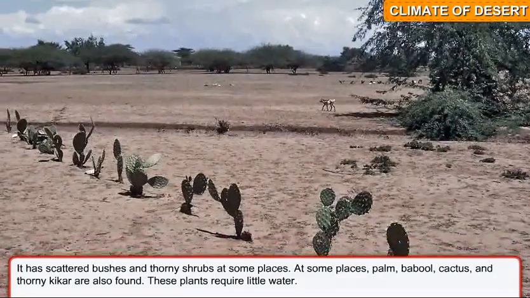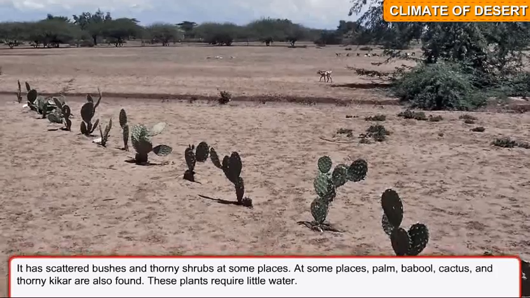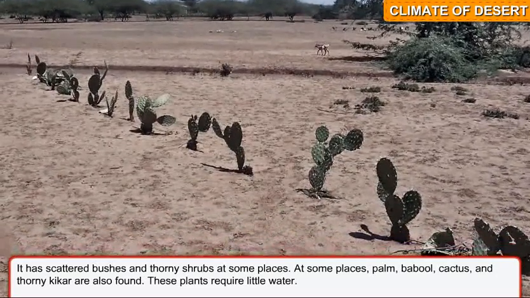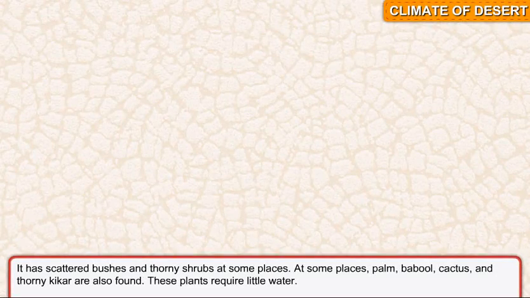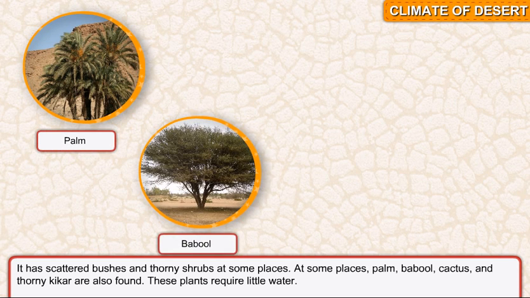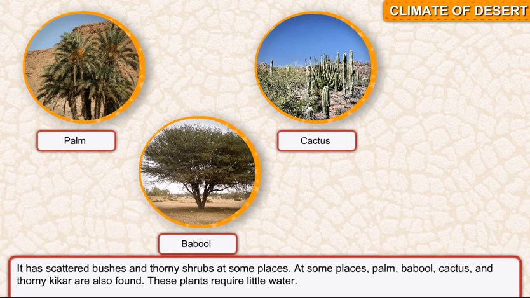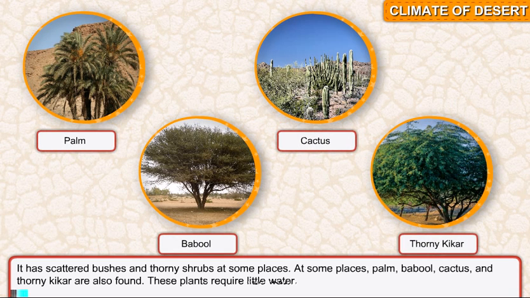It has scattered bushes and thorny shrubs at some places. At some places, palm, babool, cactus, and thorny kikar are also found. These plants require little water.